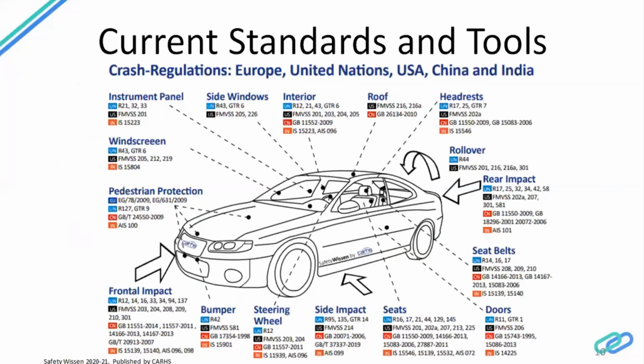Now, based on these human biomechanics, these injury criteria, and based on the crashworthiness of the car, what kind of material you have to use, what kind you cannot use, what is the permissible amount of energy inside the cabin, how to even reduce that. Based on all that, this is a nutshell of all the crash regulations that exist in Europe, in USA, in China, in India, and United Nations.